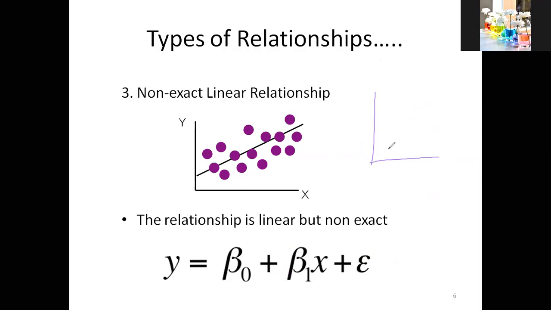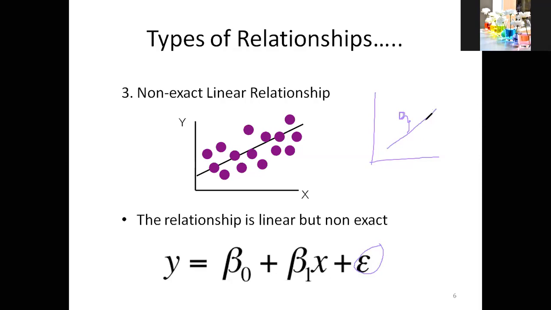Error term, let's say this is the straight line. I'm taking one point for explanation. So this deviation is given by the error term. It is how much deviation that particular point has from the predicted line. This is called the predicted line. We will come across it later.